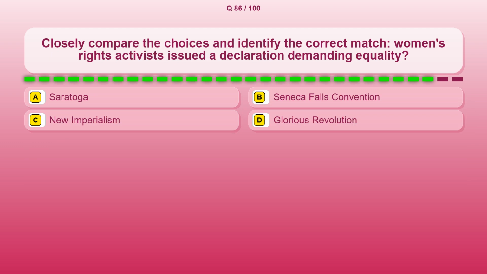Question 86. Closely compare the choices and identify the correct match. Women's rights activists issued a declaration demanding equality. Option A, Saratoga. Option B, Seneca Falls Convention. Option C, New Imperialism. Option D, Glorious Revolution.